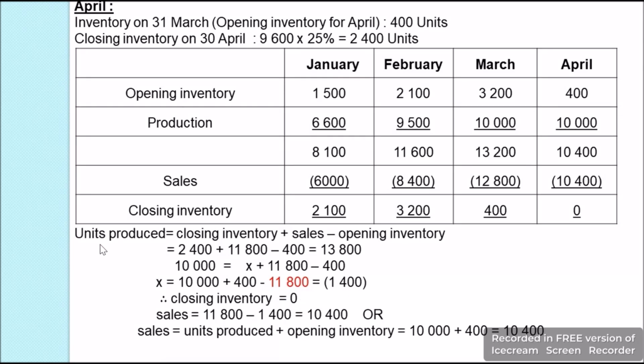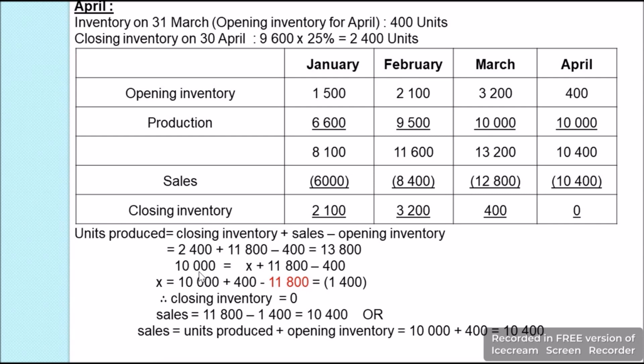Now let's calculate the units produced, which will be equal to the closing inventory plus sales minus the opening inventory. So our closing inventory which we got here is 2,400 units. The sales which was given was 11,800 units, and the opening inventory was 400 units. So this will be equal to 13,800 units. Again, we have a constraint that we cannot produce more than 10,000 units.